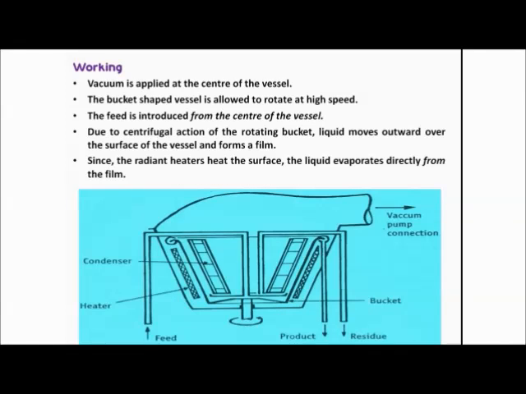So since the radiant heaters, these are the radiant heaters, they will heat this surface, the liquid evaporates directly from the film. So once the liquid has formed a film over the surface of the bucket, the radiant heaters will start the process of heating, the liquid will get vaporized and it will come to the condenser.